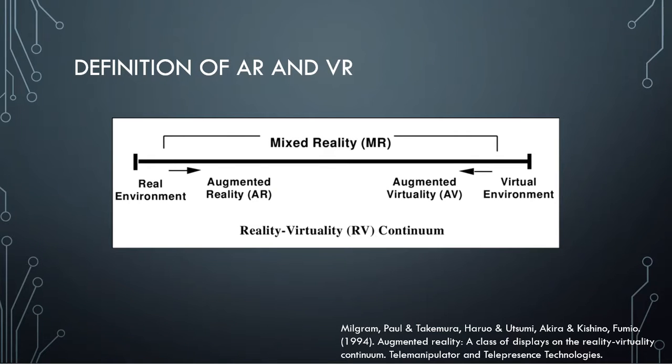Let me try to define AR and VR. In 1994, Milgram and Kishino defined the virtuality continuum as the span between a real environment and a virtual environment. Everything between these two poles was called mixed reality. In this definition, augmented reality enhances and extends reality without replacing it completely.